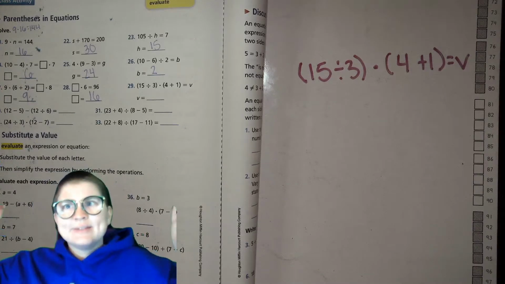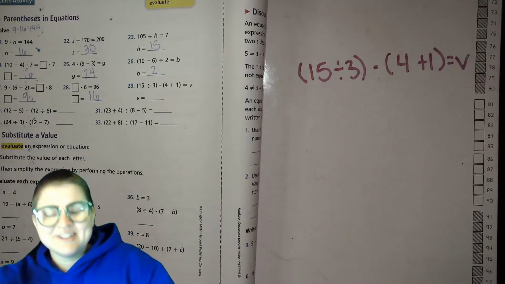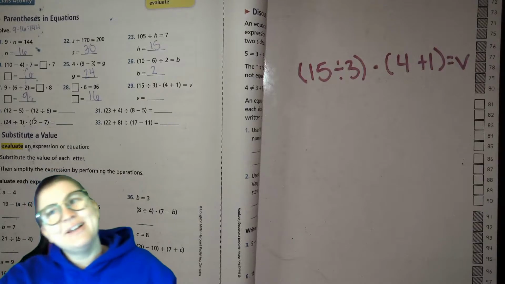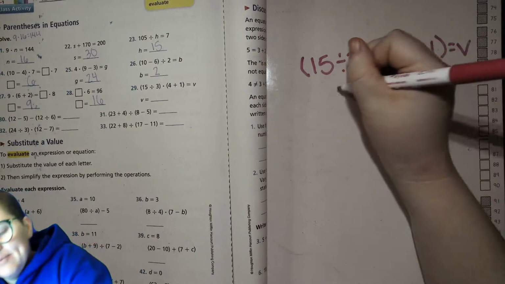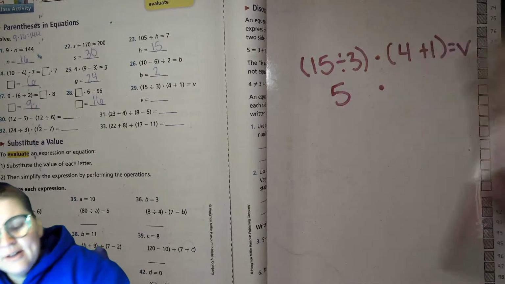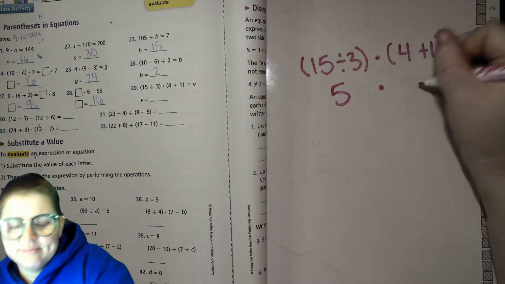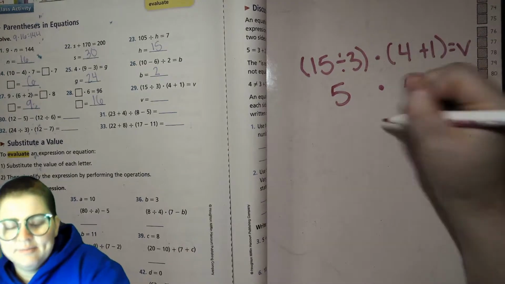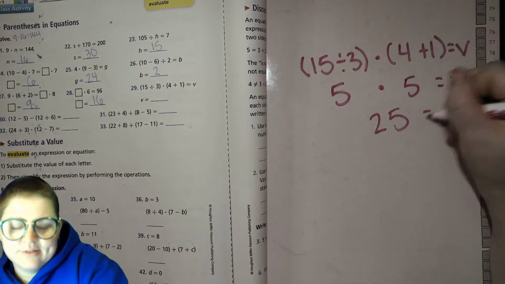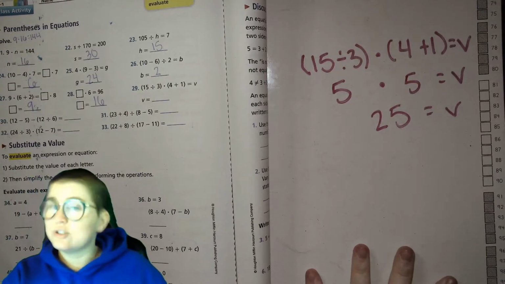But wait, Mrs. Smith, there's 2 sets of parentheses. That's okay. We're just going to go from left to right, just like we're reading. 15 divided by 3 is 5. 4 plus 1 is 5. 5 times 5 is 25. So it's just 25.